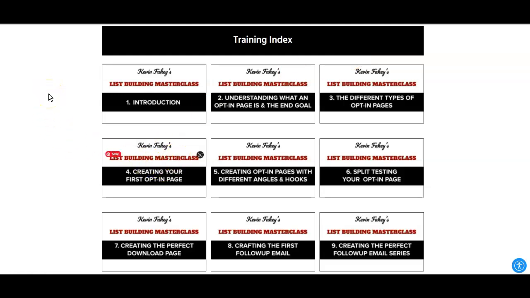He talks about the secret word, what you should put inside your opt-in page, and also in your call to action button. Lesson number 5, we talk a little bit about the angles and the hooks, and also a few tips about making the right opt-in page that will fit the ad that you put inside Facebook, for example. Lesson number 6, we talk about split testing inside your opt-in pages, and how you can do it and how you need to do it correctly.